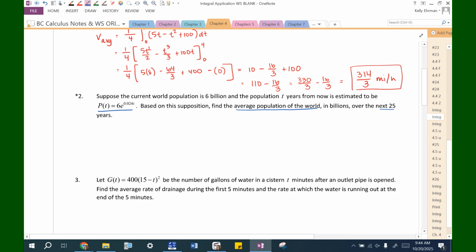So again, they're giving us a population function. They want the average population. So this is p average. This is the average formula again, average of a function formula. So 1 over 25 minus 0 times the integral from 0 to 25 of p of t dt.